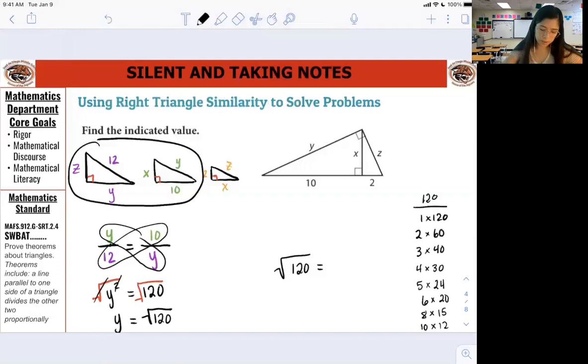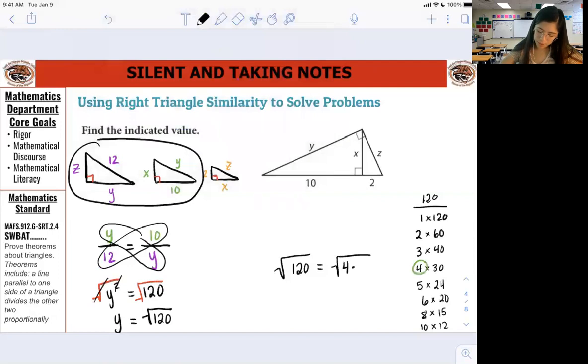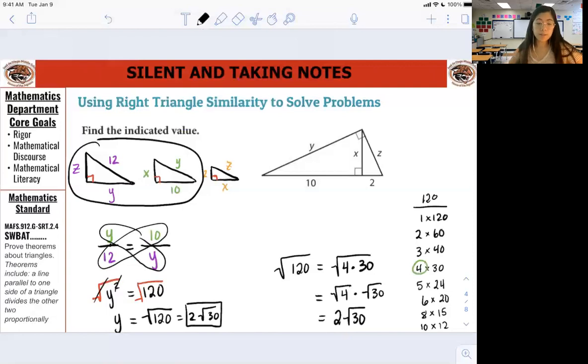4, good. 4 is a perfect square. So that's our match. That's what we want. So this is the same as the square root of 4 times 30, which equals the square root of 4 times the square root of 30. And the square root of 4 is 2. So we got 2 times the square root of 30. That's our final answer. So Y equals 2 root 30. All right, we got Y. Any questions on how we got Y?